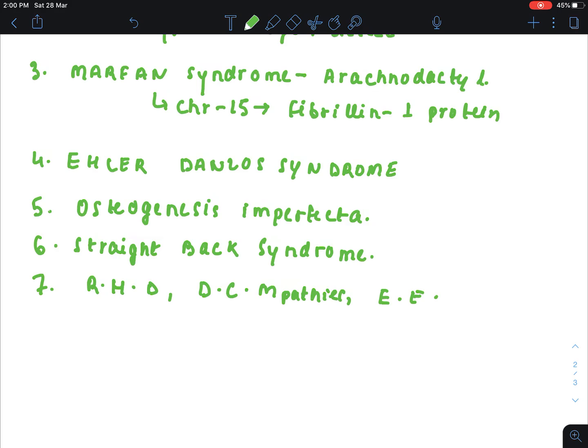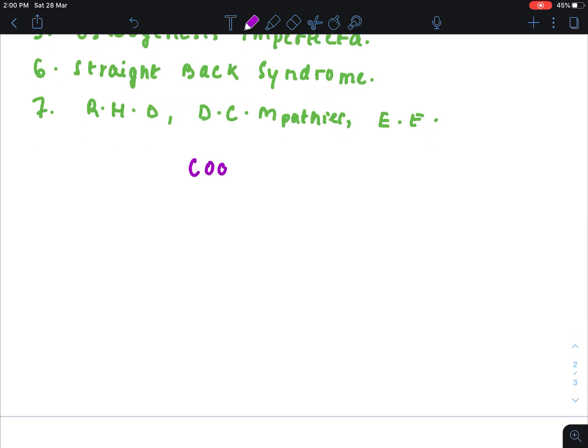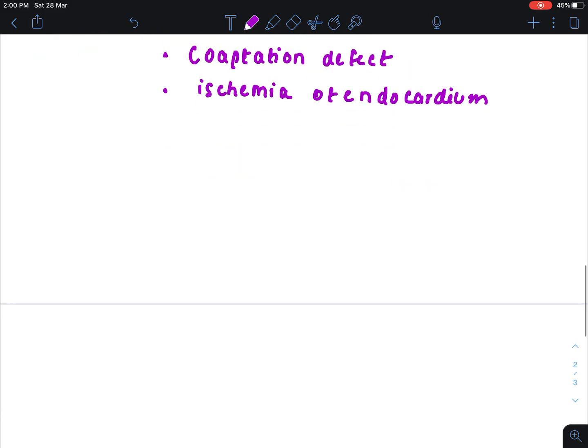Now the patient who has mitral valve prolapse will have a coaptation defect. Abnormal closing of the mitral valve leaflets will lead to the coaptation defect. There will be more strain in the papillary muscle. I have told you that ischemia will develop in the endocardium, ischemia of the endocardium of the left ventricle. The ischemia will lead to ventricular arrhythmia, and the patient can have sudden cardiac death.